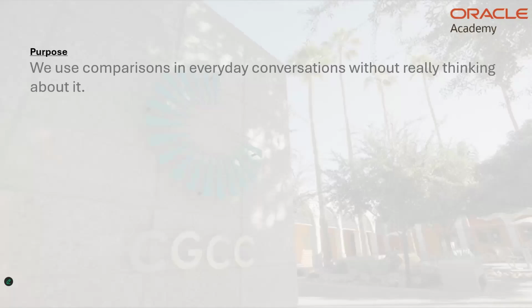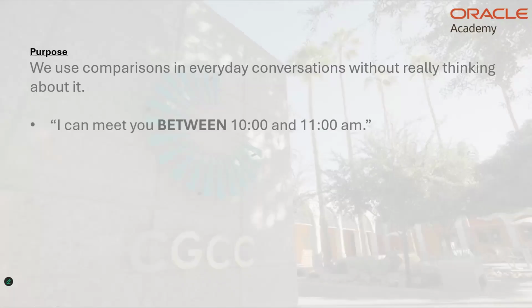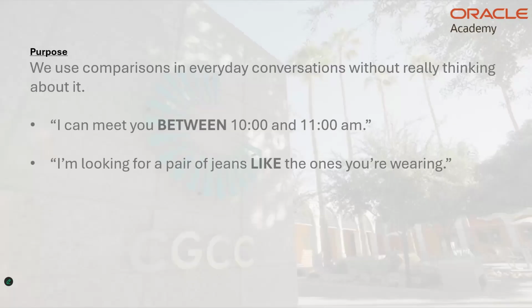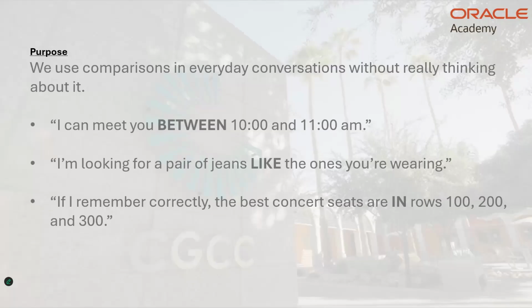All right, so why do we need to do this? We use comparison in everyday conversations without really thinking about it. I can meet you between 10 and 11. I'm looking for a pair of jeans like the ones you were wearing. If I remember correctly, the best concert seats are in rows 100, 200, and 300.